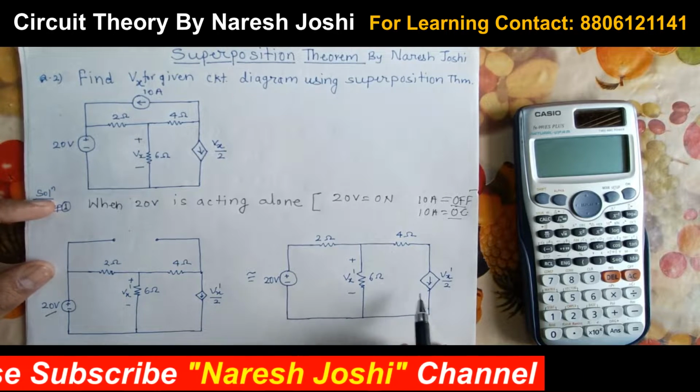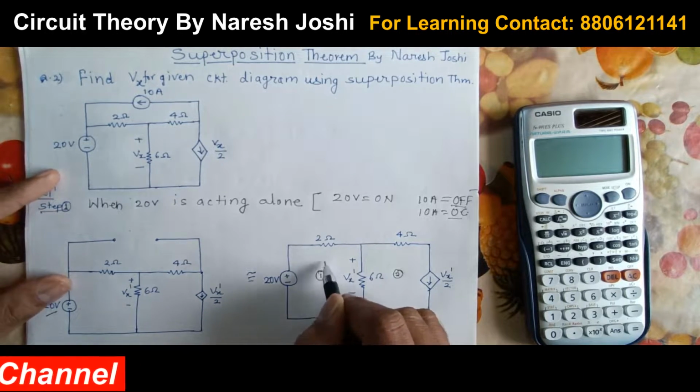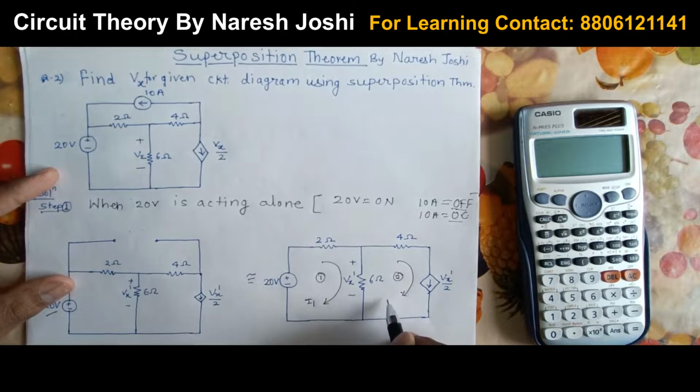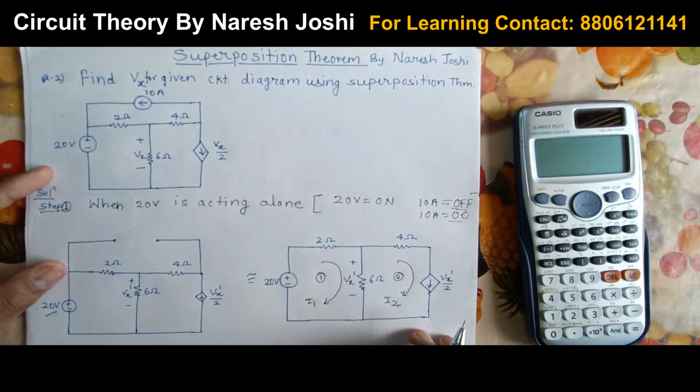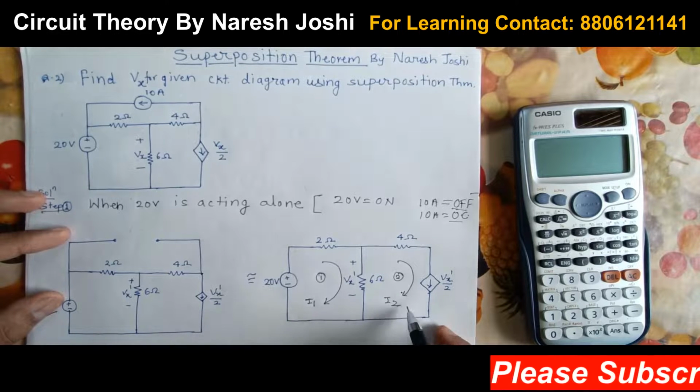So here you can see that there are two meshes. This is mesh 1 and this is mesh 2. In mesh 1 I will assume the current I1, and in mesh 2 I will assume current I2, okay. How can we solve the question using mesh analysis? You can see my previous video, you will get all the concepts, okay. So this is I1 and this is I2.